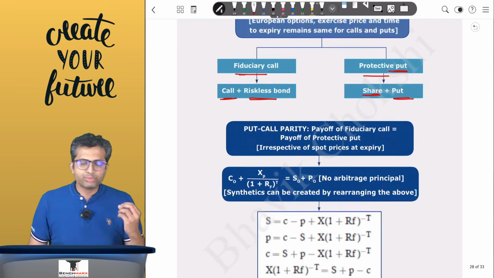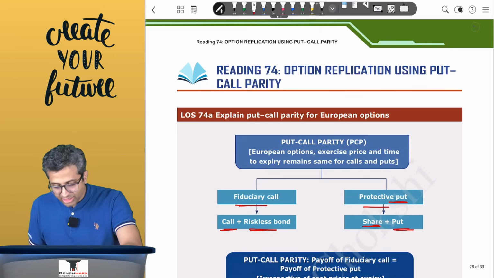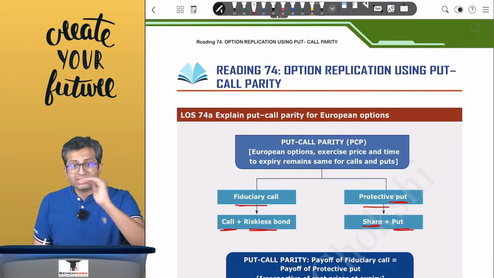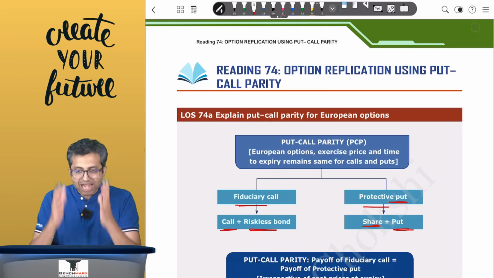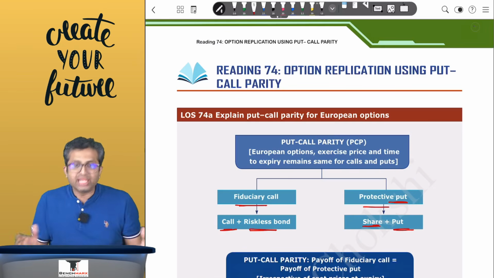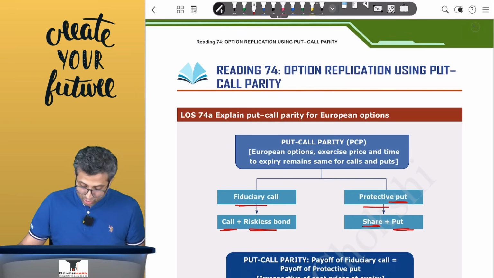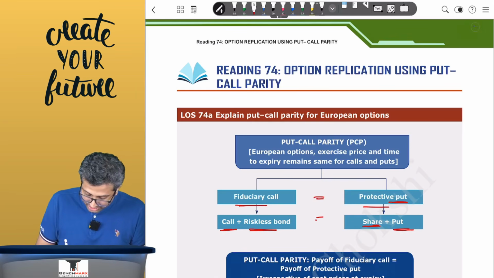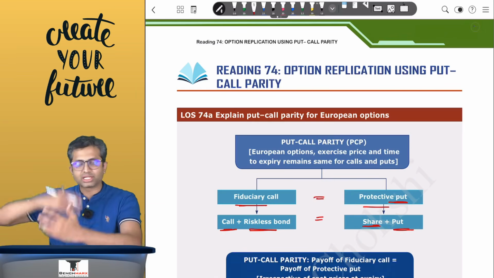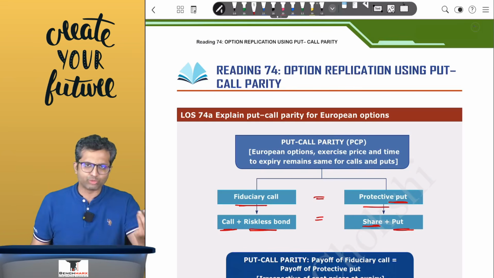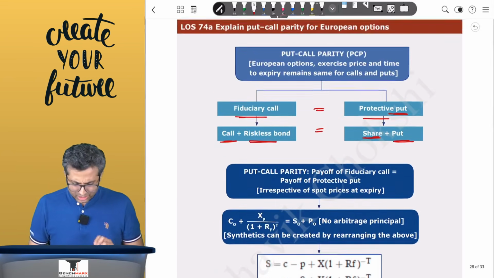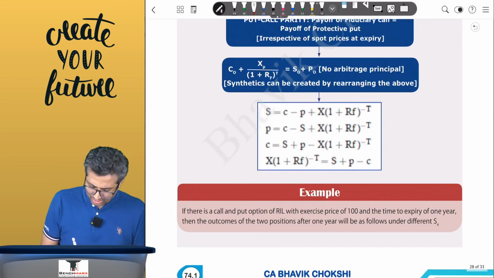Now the beauty of these two positions is, if the exercise prices are the same, then no matter what, at any level after 1 year, these values will be exactly the same. And if they are exactly the same after 1 year, then that means they have to be the same today as well.